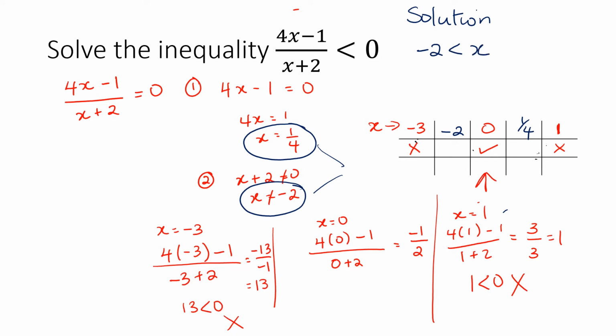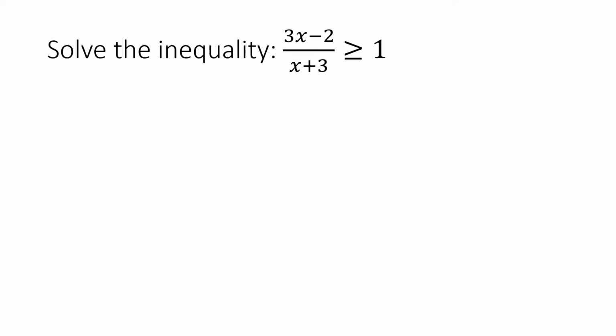X lies between negative 2 and 1 quarter. So this is our solution. Okay, let's do another example. We have a second inequality: (3x - 2)/(x + 3) is greater than or equal to 1.